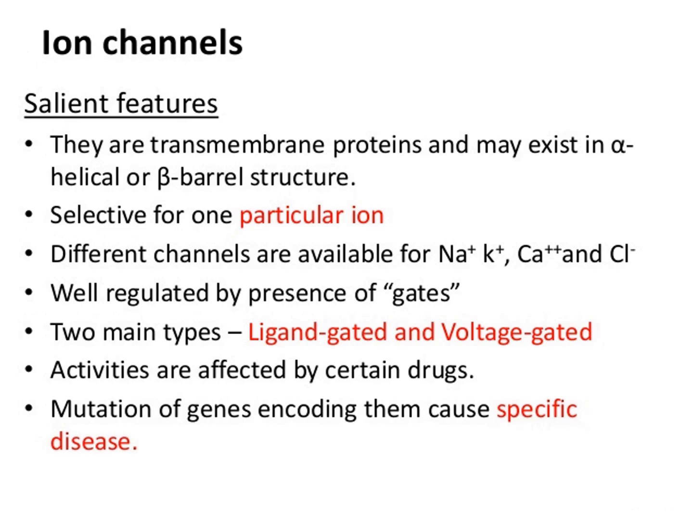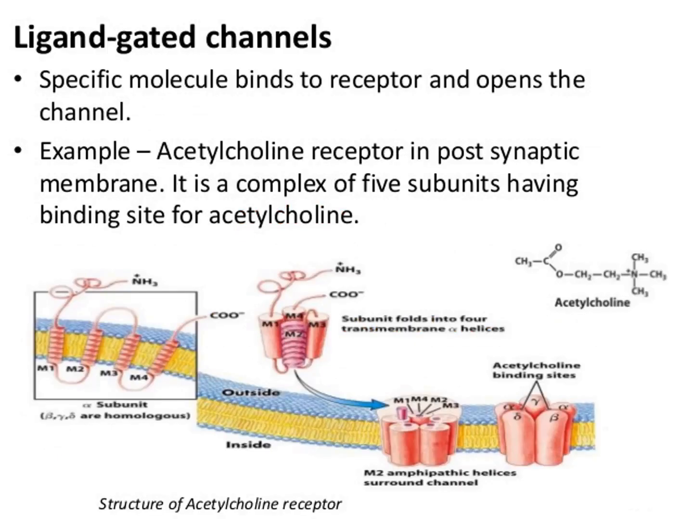Ion channels, as I have already told, for sodium, potassium, calcium and chloride, are well regulated by the presence of gates. They are of two types: one is ligand gated, another one is voltage gated. Mostly they are affected by certain drugs. Voltage gated as well as ligand gated channels, with the help of drugs and mutations, sometimes cause specific diseases. In ligand gated channels, specific molecules bind to the receptor and open the channel. Example, the acetylcholine receptor. You should remember the acetylcholine receptor in the postsynaptic membrane.